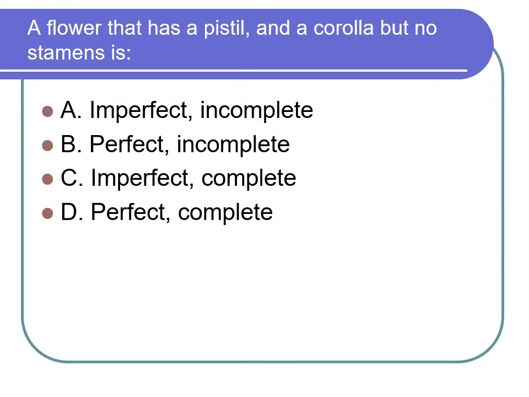This next question: a flower that has a pistil and a corolla but no stamens. First of all, is it complete? Is it missing anything? Well, it's missing stamens, so it's incomplete. Now, does it have both genders or does it have one? We know it's got a pistil, but it's missing stamens. So it's incomplete and imperfect. Incomplete and imperfect.